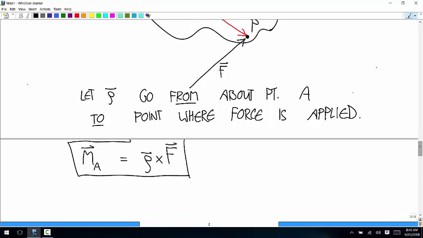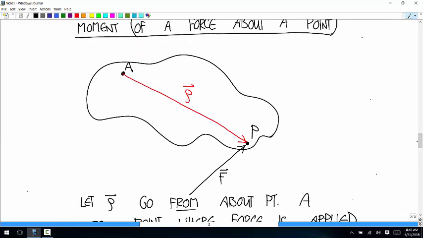That's right. But the idea is, imagine that point A is a hinge, that it's free to rotate around that point A. If you apply a force at a distance like this, it's going to try to make this body rotate around that hinge. That's what a moment is measuring, the tendency to rotate something.